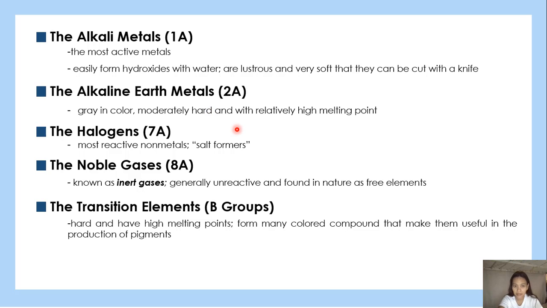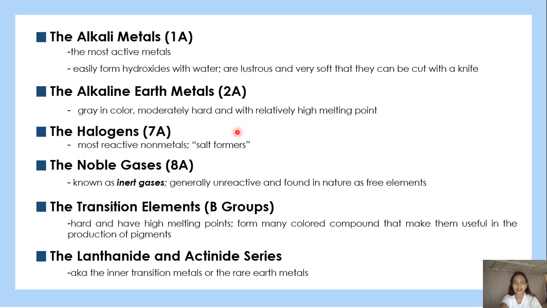Next are the transition elements. These are the B groups. They are hard and of high melting points, and they form many colored compounds that make them useful in the production of pigments. And then the last one is the lanthanide and actinide series. They are in the bottom part of the periodic table. They are also known as the inner transition metals, and also known as the rare earth metals. These are the commonly known groups in the periodic table.